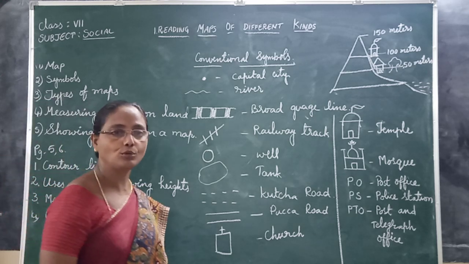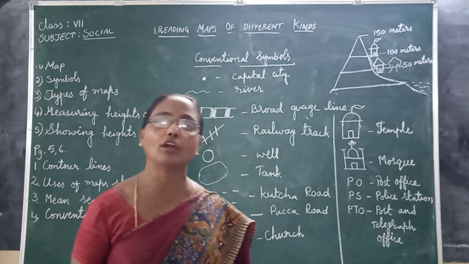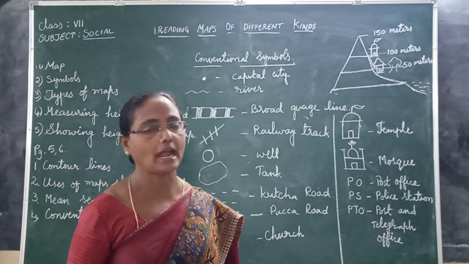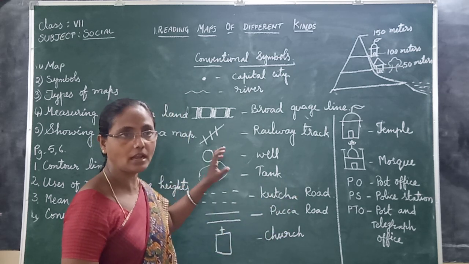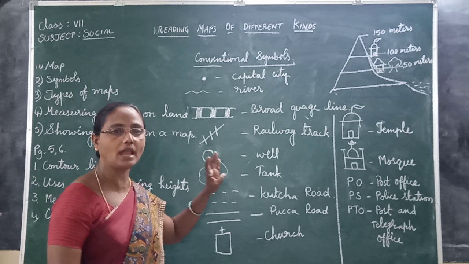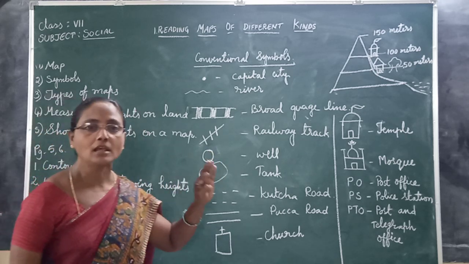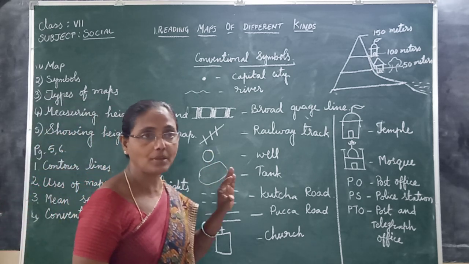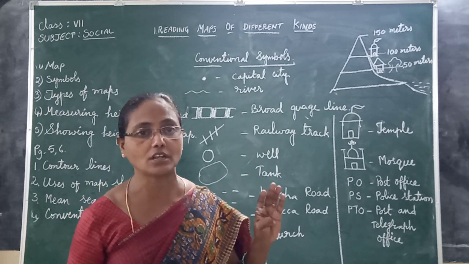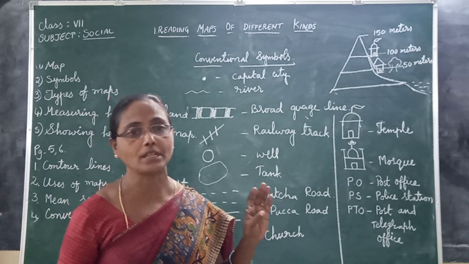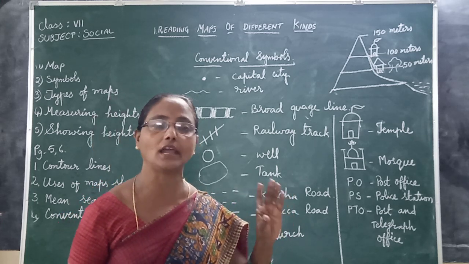What is a contour line? A contour is a line joining the places with equal heights. Some of the important questions in this lesson, you have to listen and note down. What is a map? What are the conventional symbols? What is a map? A map is a representation or drawing of the total or a part of the earth's surface drawn on a flat surface according to a scale. This is called a map.